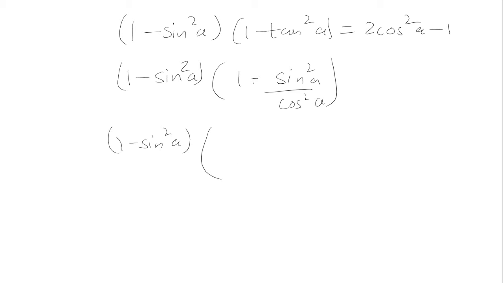And now I can subtract 1 with sine squared over cosine squared by getting a common denominator of cosine squared. So when I subtract these, the common denominator is cosine squared. And then I get cosine squared minus sine squared as the numerator.